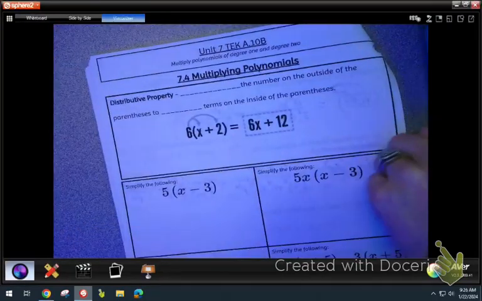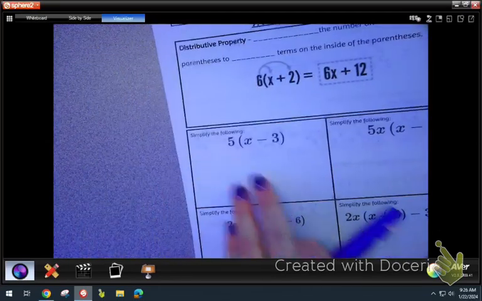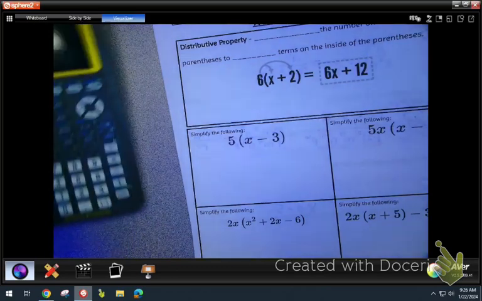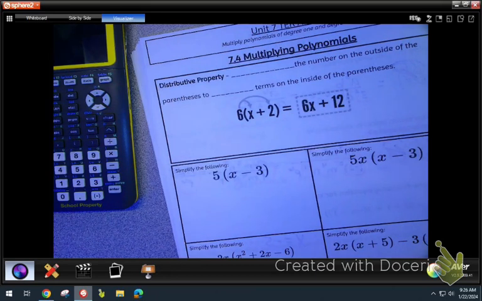So moving on, flip over to page 16. Okay, and today on page 16, we're going to be talking about multiplying polynomials. Go to page 16, please. Flip back over. 7.4, multiplying polynomials.